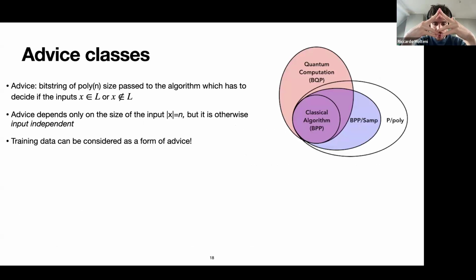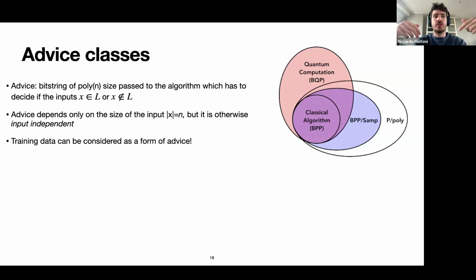So first of all, I need to introduce advice classes. How do you think about advice classes? You have to think that the algorithm which has to decide an input, so whether X belongs to a language or not, is provided with an advice. What is an advice? It's just a bit string of polynomial size, which is passed to the algorithm. Importantly, the advice depends on the size of the input, the number of bits of the input. It has to be polynomial in the size of the input, but it is otherwise input independent. So I mean that for every input size, I receive one advice, and the algorithm can use this advice to decide all the X's. But I have only one advice for all the X's.